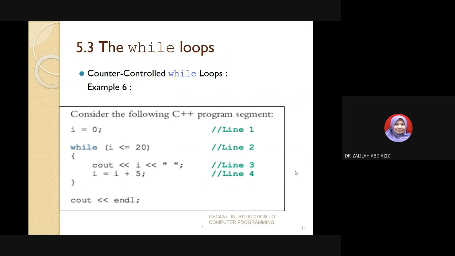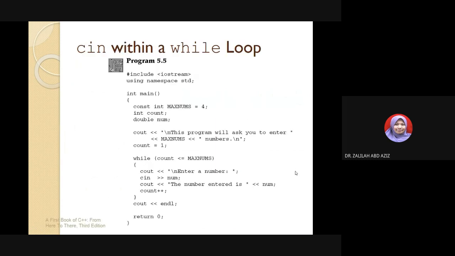Okay, this is another example. Please try this example using your Dev C++. Okay, now kita nak tengok example cin. Okay, dalam while loop kita ada cin. We want the user to key in some value in the loop. Alright, so this one, int main, constant integer max nums is equal to 4.